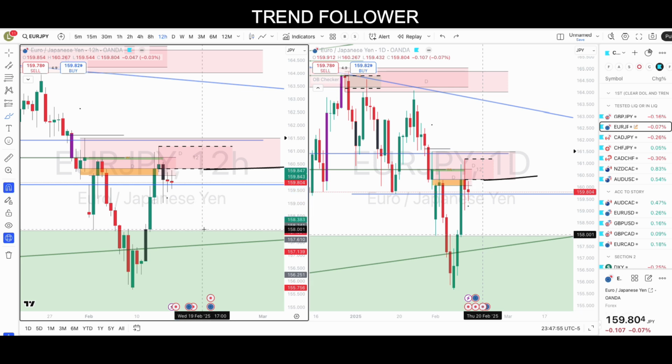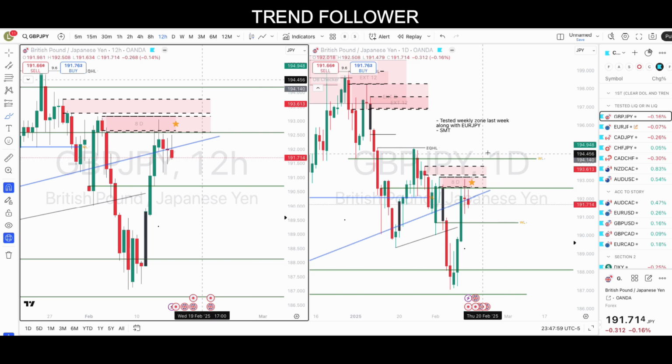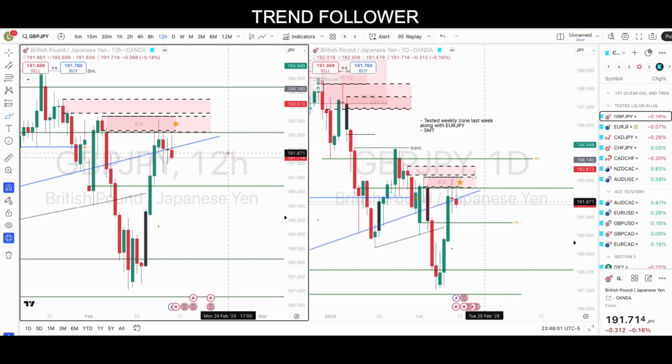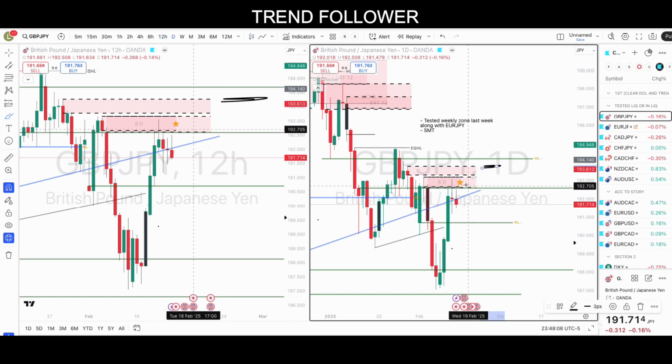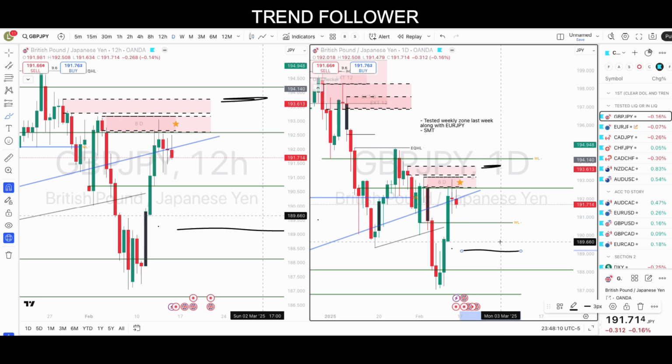I think it should come down, right? Now, GBP JPY, that's the name I'm already in. This one is very important. We mentioned this. This is a great supply zone. My stop loss is here, as I mentioned in the video. My target is this right now.